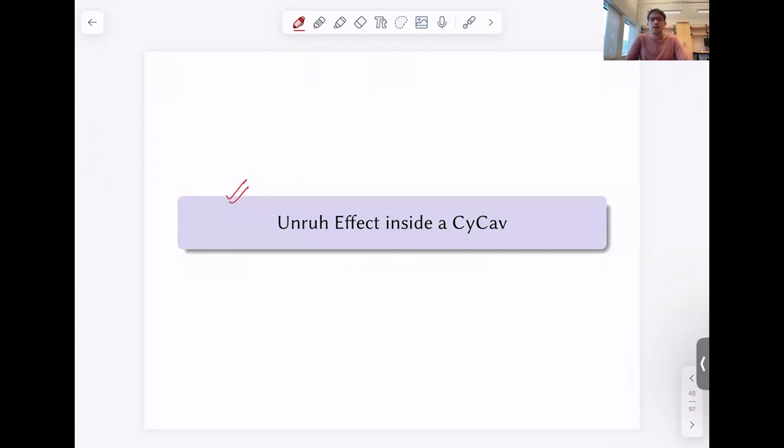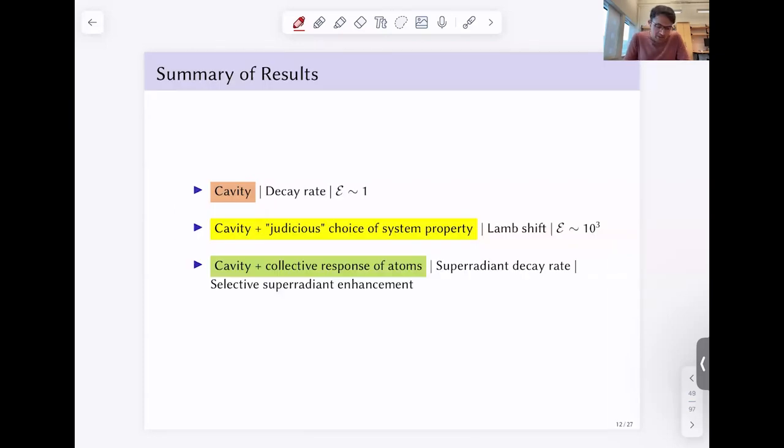Now I'll talk about applying these observations to a concrete setup for the Unruh effect inside a cylindrical cavity. To already summarize the results that I'll talk about in this setup: if you just introduce a cylindrical cavity and monitor decay rates, then you can achieve a relative strength for the purely non-inertial signal of one, which means that the purely non-inertial contribution is of the same order as the inertial contribution. But if, in addition to having a cavity, you also choose the system property that you decide to monitor judiciously, for example, we will argue that it might be more beneficial to set up an experiment to monitor Lamb shift.